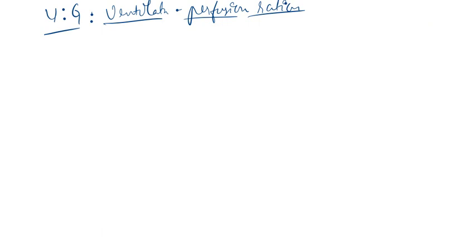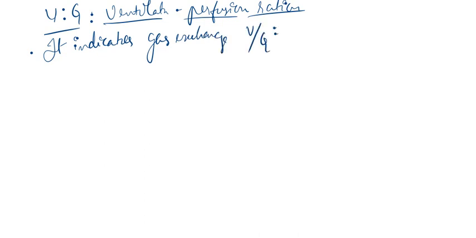Okay. Now what is the ventilation perfusion ratio? This ventilation perfusion ratio actually indicates the gaseous exchange. What sort of gaseous exchange is occurring? That is represented by V by Q, that is air coming per minute by blood coming per minute.